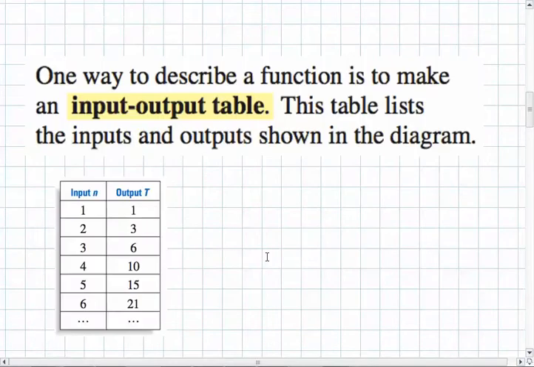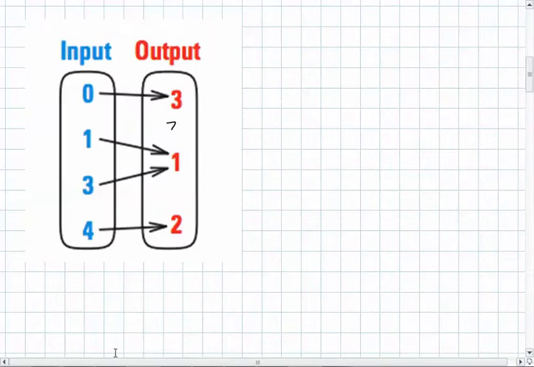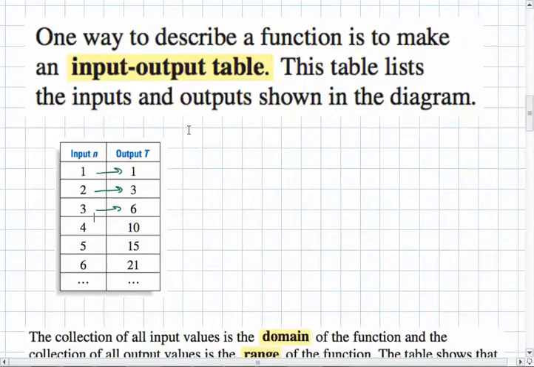There are other ways to show a function. One way to describe a function is to make an input-output table. This is just a table that lists the inputs and the outputs as shown in the diagram. So in this case, when you plug in 1 into the function, it outputs 1. When you plug in 2, it outputs 3. 3 goes to 6, and so forth. So sometimes when you have a whole lot of points, you're not going to draw that kind of blob diagram because it might be a little hard to have so many arrows going all over the place. And instead, you will create a table.